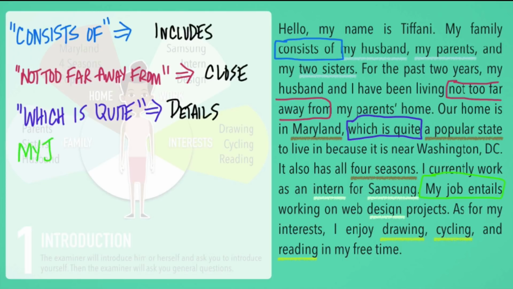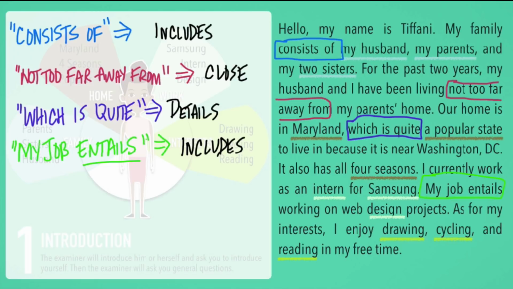My job entails. Okay, now what you'll notice about this expression or this pattern is entails. Entails actually means the same thing as our previous pattern consists of. It means includes. So, when you talk about your job during your introduction, you're going to mention your duties or what you have to do at your job.